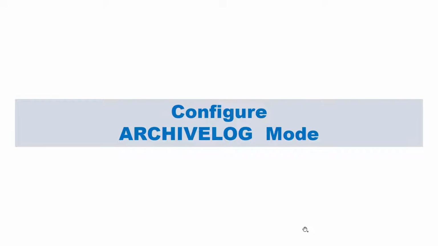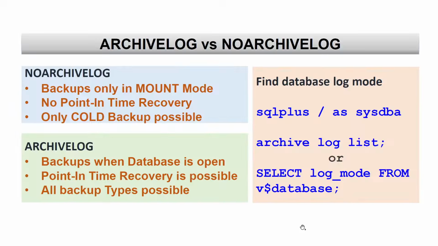Now, the first thing that we will see is configuring the Archivelog mode. Before I explain how to configure it, let's understand the two modes supported by Oracle: the Archivelog mode and the NoArchivelog mode. In NoArchivelog mode, backups are only possible in the mount mode. There is no point-in-time recovery, and only the cold backup is possible.